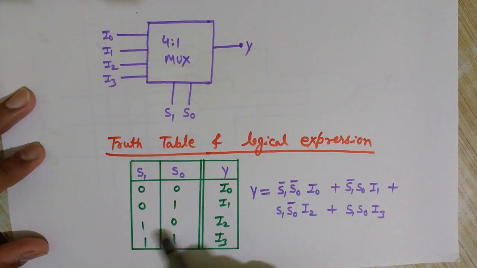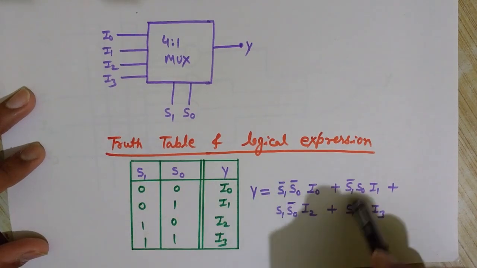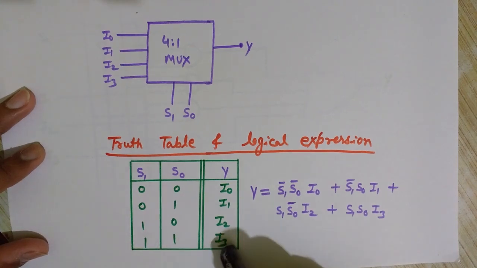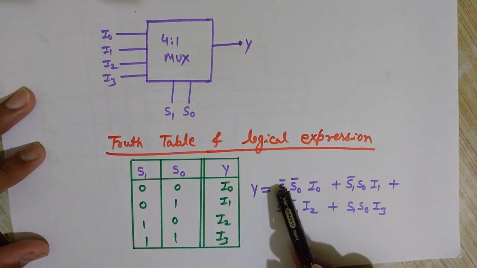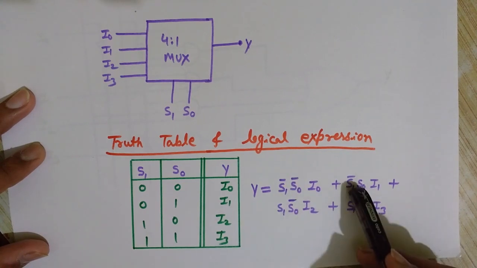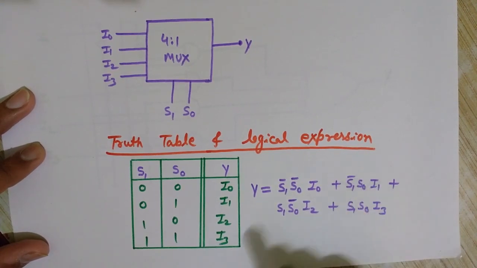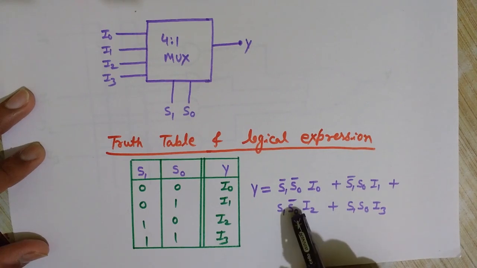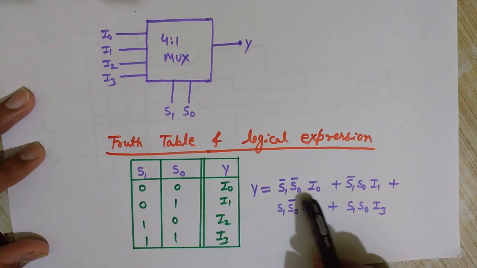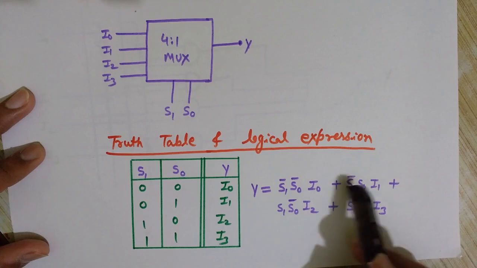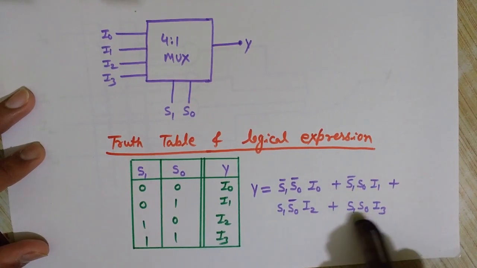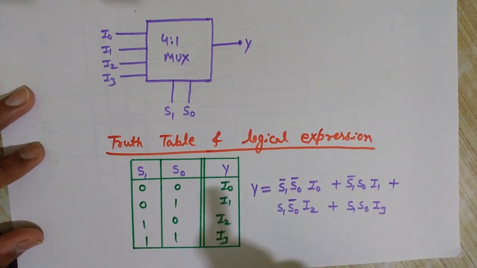If I put the values 1, 1 in this equation, S1 is 1 and S0 is 1, then I should get I3 as the output. If S1 is 1, then the complement of 1 is 0, so this term goes to 0. And since S0 is also 1, its bar is 0, so this expression also goes to 0. But in this expression, putting S1 and S0 as 1, 1, we get 1 1 I3. So 0 plus 0 plus 0 plus I3 comes equal to I3. So Y is equal to I3. So our expression is correct.